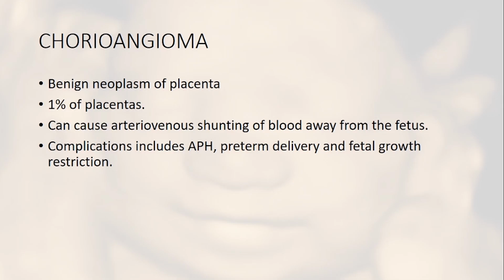Then sometimes, just like we can have tumors in adults, we can have tumors in the fetus, and especially in the placenta. So we can have chorioangioma. It's a benign neoplasm of the placenta, found in about 1% of placentas. It may cause arteriovenous shunting of blood away from the fetus. Complications include postpartum hemorrhage, preterm delivery, and fetal growth restriction. Right, so it's just important for us to note that.